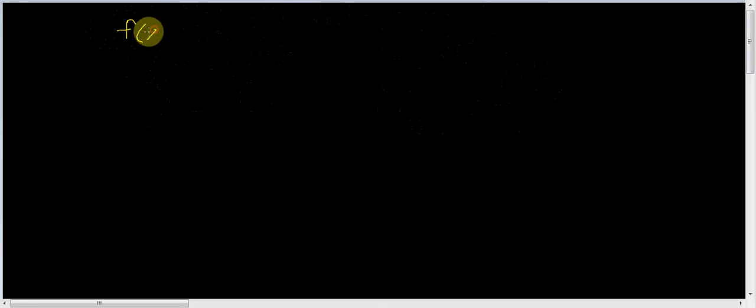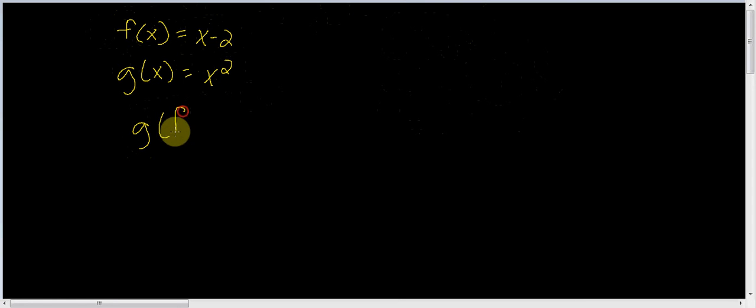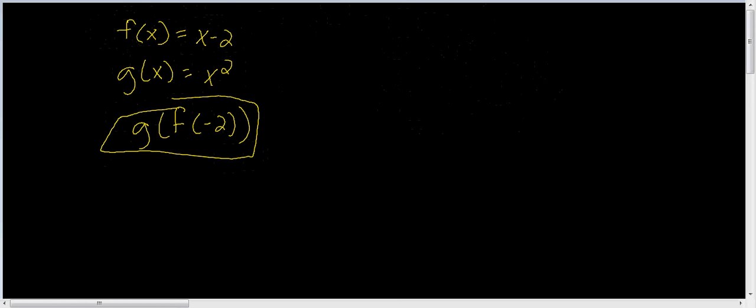Alright, so we're going to say f of x is equal to x minus 2, and g of x is equal to x squared. So those are our two functions, and we want to find g of f of negative 2. That's what I'm looking for right here. Alright, so this is how this works. We're going to take the innermost function, f, and you figure that out first.